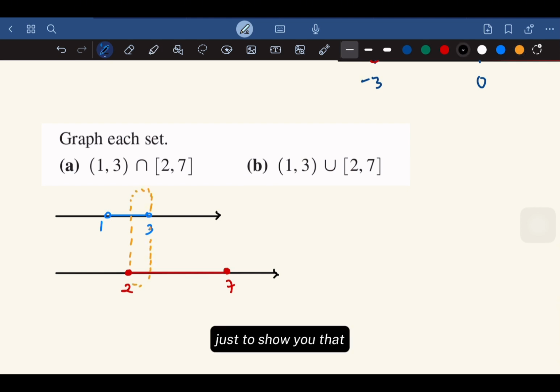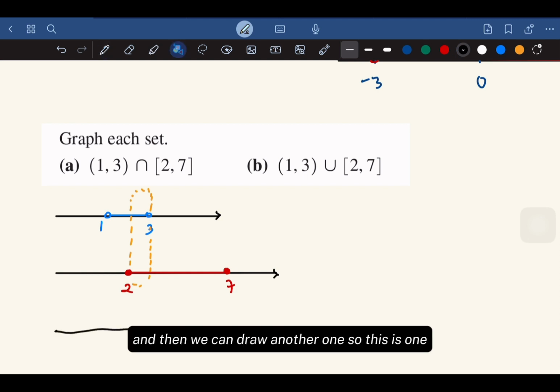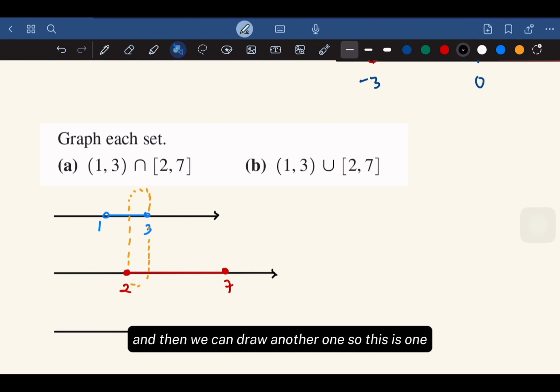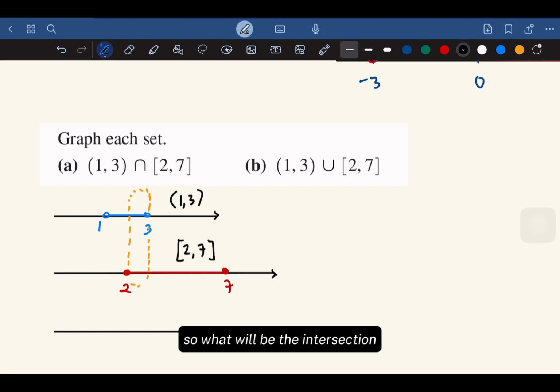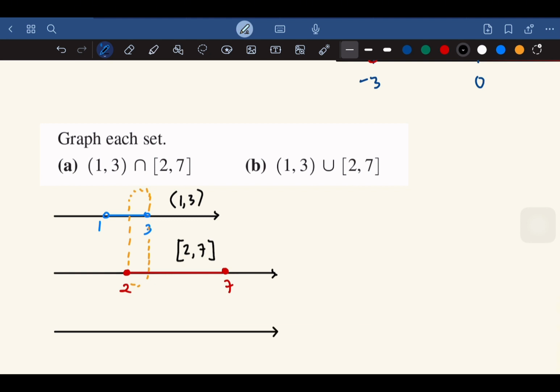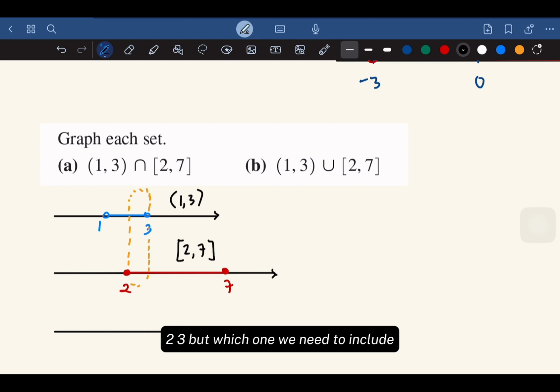Just to show you that. Okay. And then we can draw another one. So this is 1, 3. This is 2, 7. So what will be their intersection? 2, 3. But which one do we need to include? Okay, what is your answer?